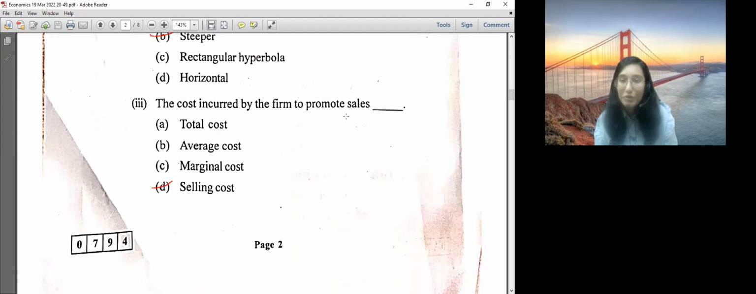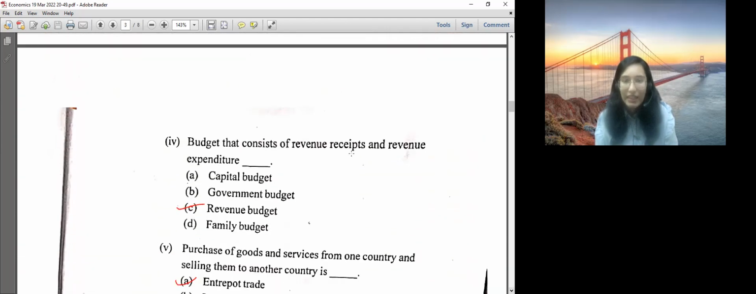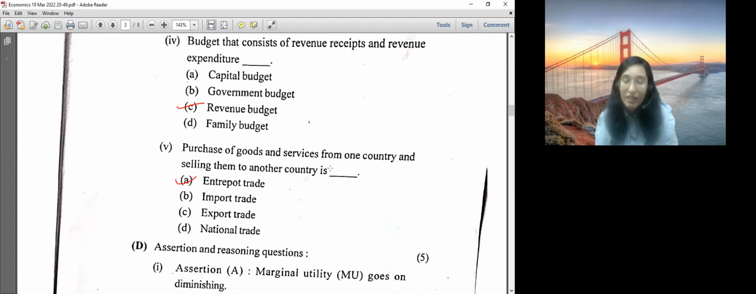Now, the firm to promote sales, obviously, it's going to be selling cost. Then, consistent revenue receipt and revenue expenditure, a revenue budget will come. Purchasing goods and services from one country and selling them to another country is entrepot, because the same country is importing and also exporting, that's why entrepot.